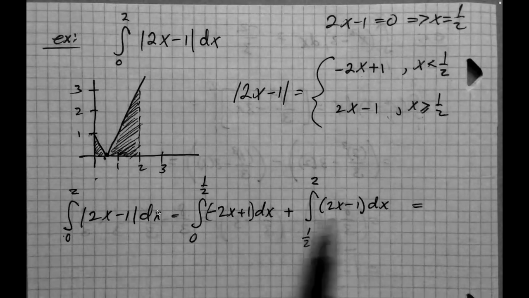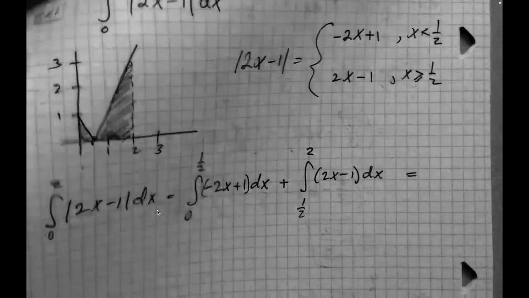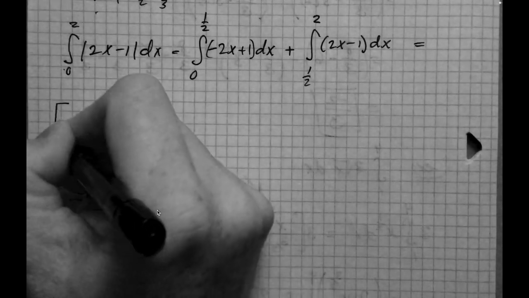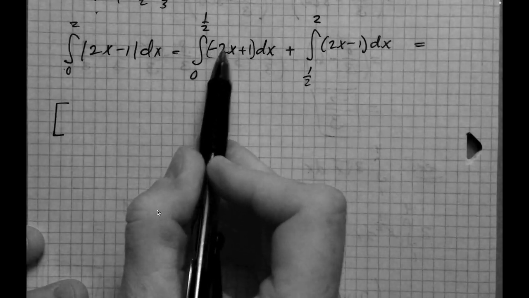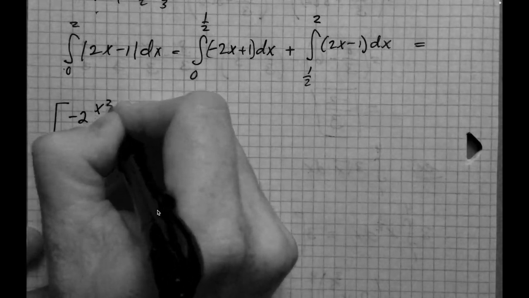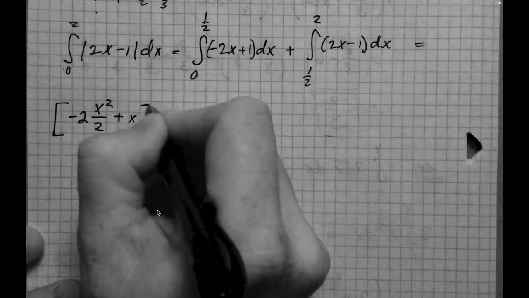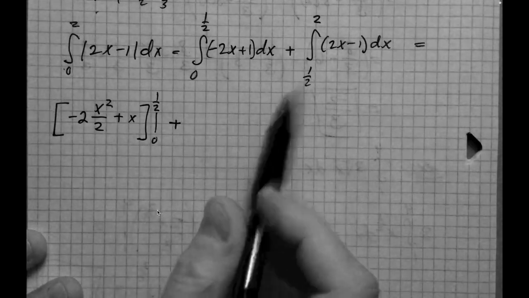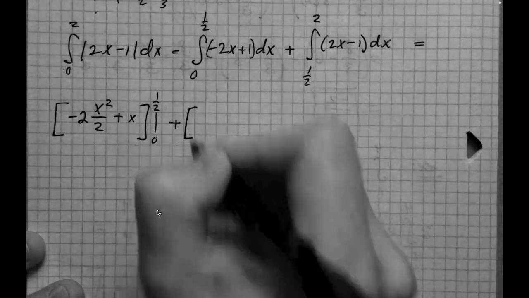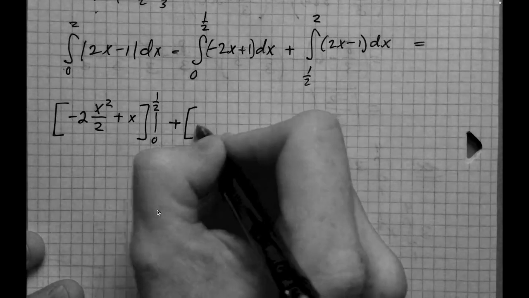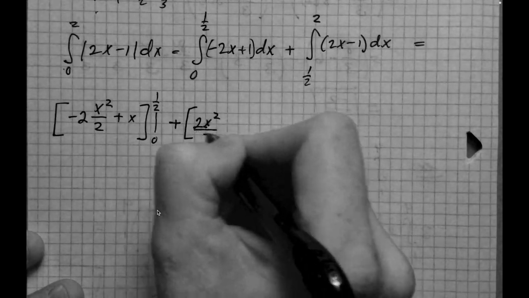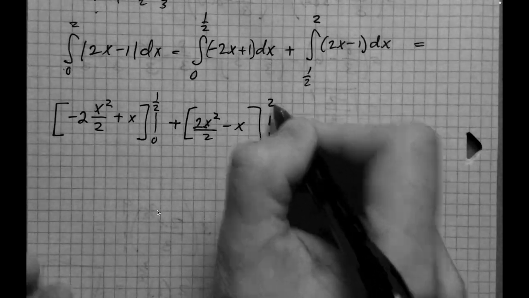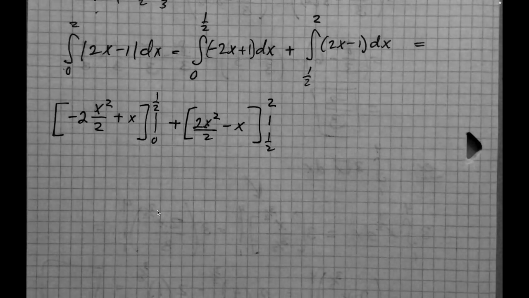And so these are straightforward polynomials, there's an antiderivative for that we know. And so let's write it out. So this would be negative 2x squared over 2 plus x, and that's from 0 up to 1/2. And we're going to add to that, looks pretty close, just not negative, right? So it'd be 2x squared over 2 minus x, and that's from 1/2 up to 2. Okay, so there's the two antiderivatives.